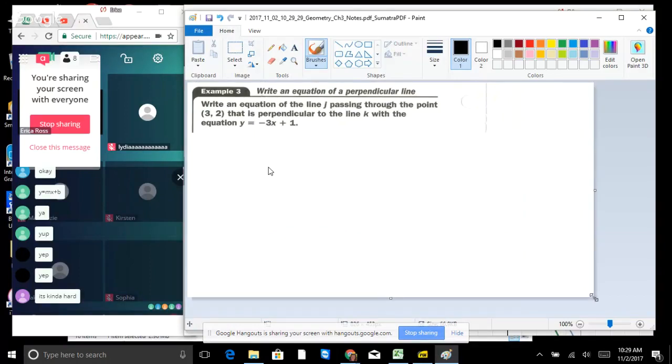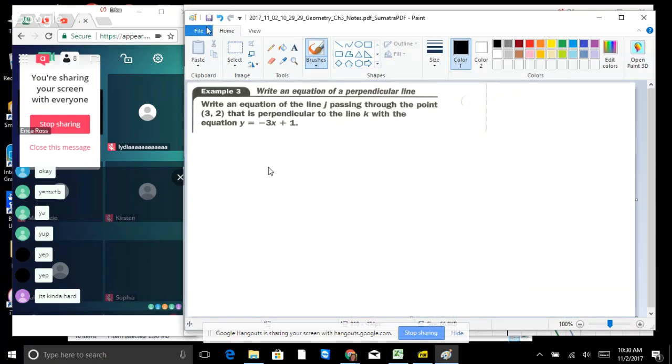Write an equation of a line J passing through the point 3, 2 that is perpendicular to the line K with the equation y equals negative 3x plus 1. Okay, that sounds complex, but let's break it down into each part. Okay, let's say that you don't have a graphing tool up. I do have a nice graphing tool, but let's say that we don't.